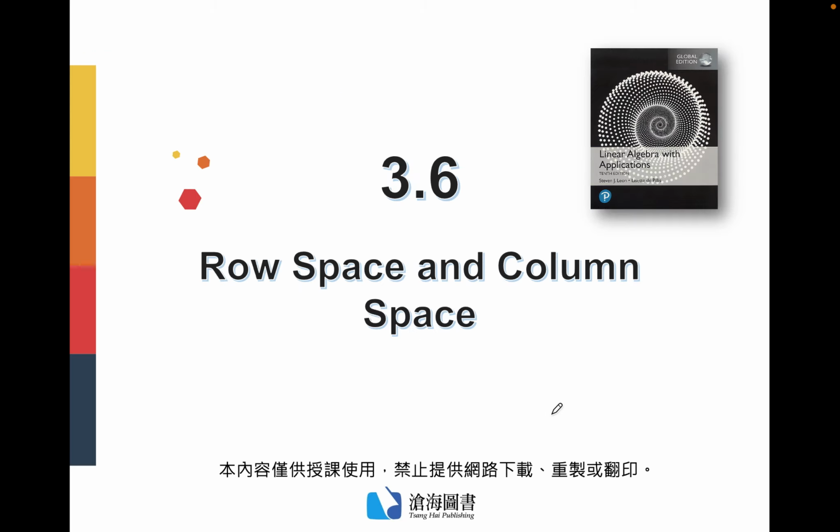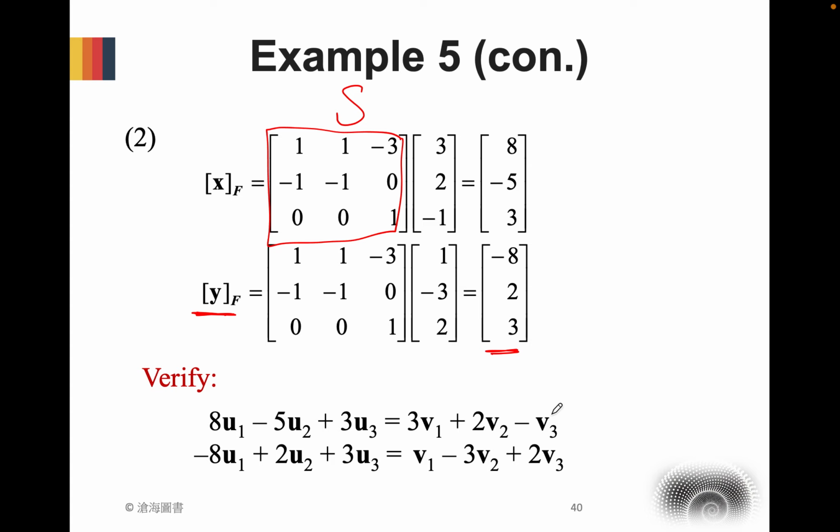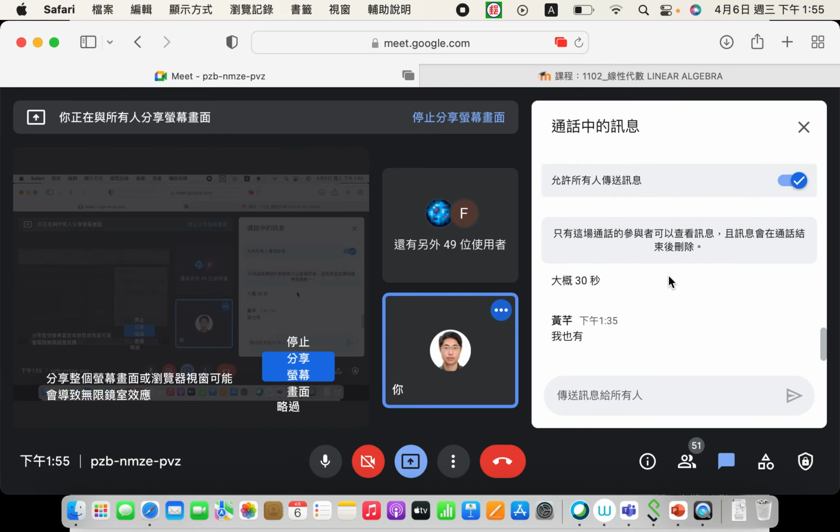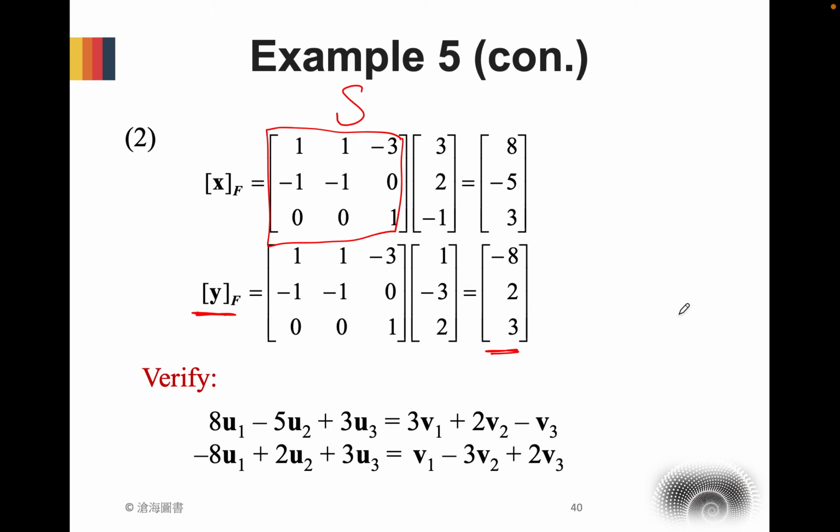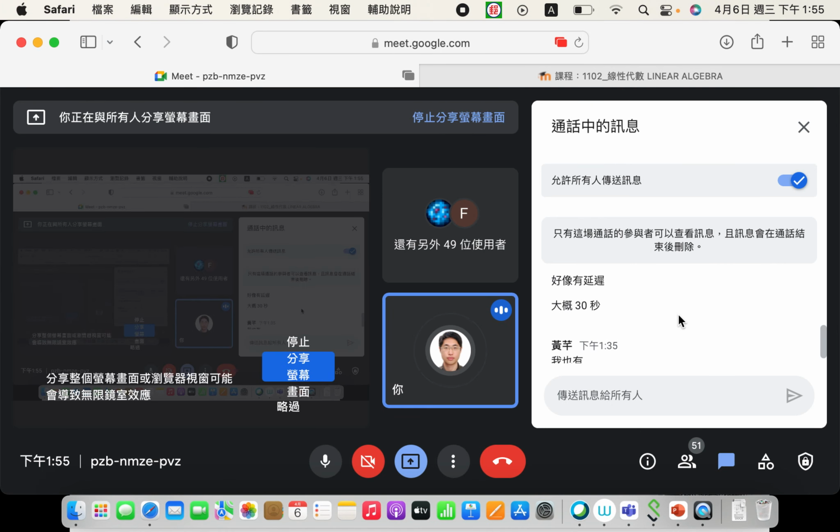So this is the end of section 3.5. Any question about section 3.5? Some students say there is some lag, right?